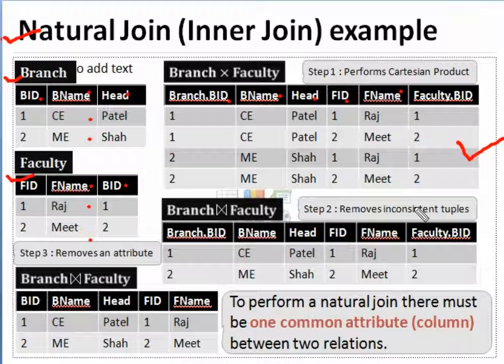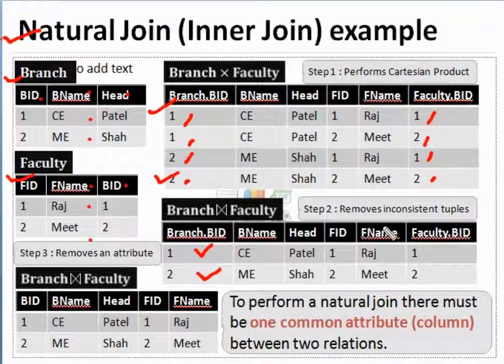In the second step we have to find the consistent records. For that you check the common attribute for sameness. 1 and 1, so this is a consistent record. 1 and 2 is inconsistent, so we will not put this record into the result. 2 and 1 is inconsistent, 2 and 2 is consistent. So the first and last records are consistent, and we keep them in our result.